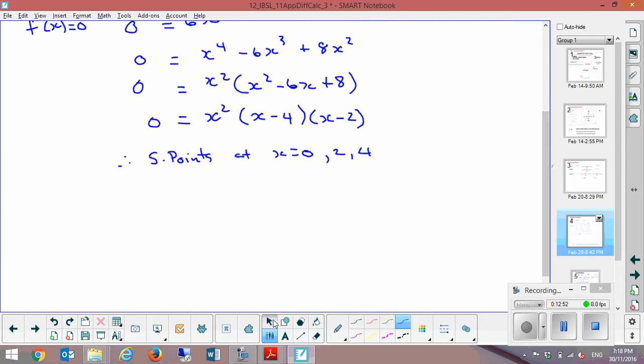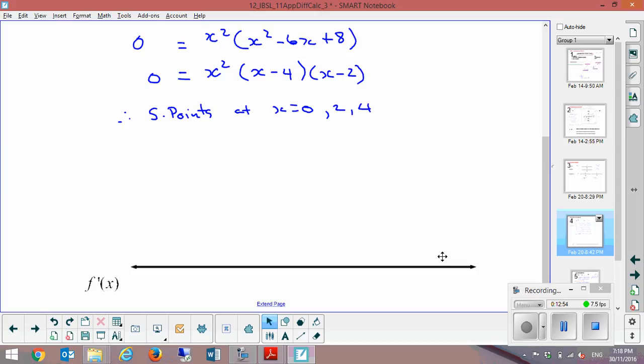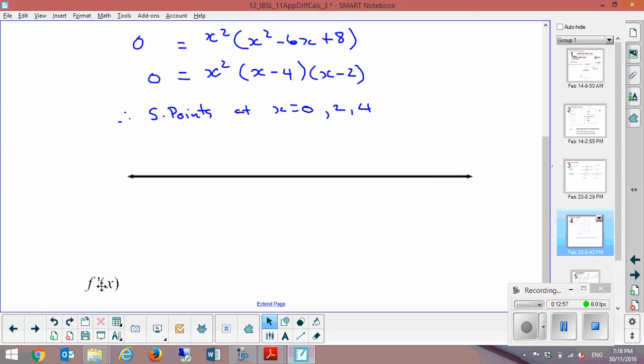All right, so let's now go through and do our sign diagram. So we know now that we can put on at 0, 2, and 4. We've got our 0 for our first derivative. So there's our stationary points. Now we want to test points in between. So you may want to stop and then have a go at testing these. Choose your points in each region to find out what's happening to them.